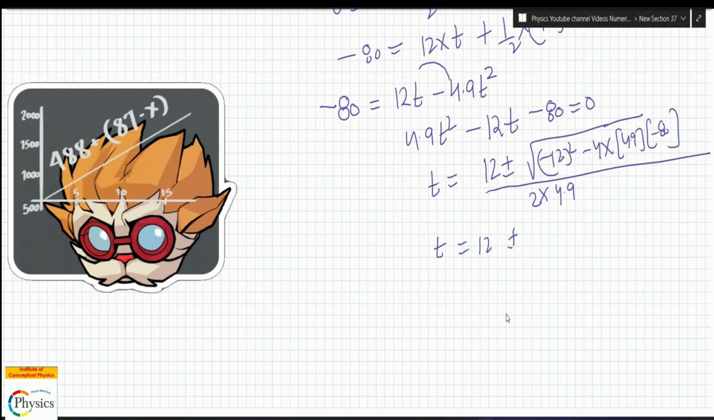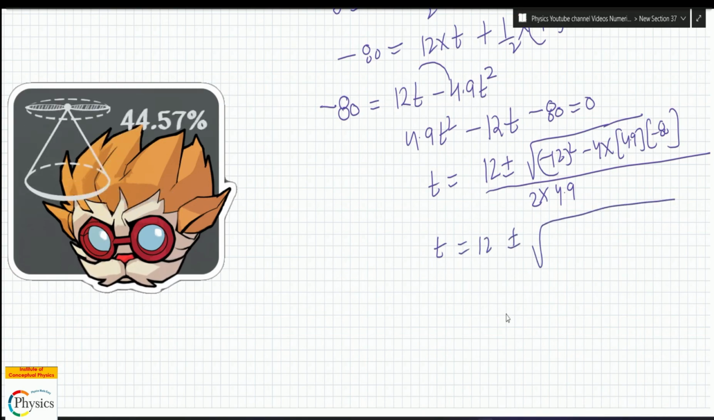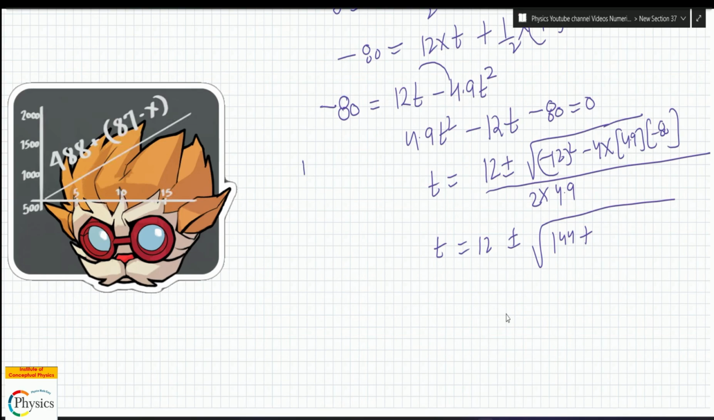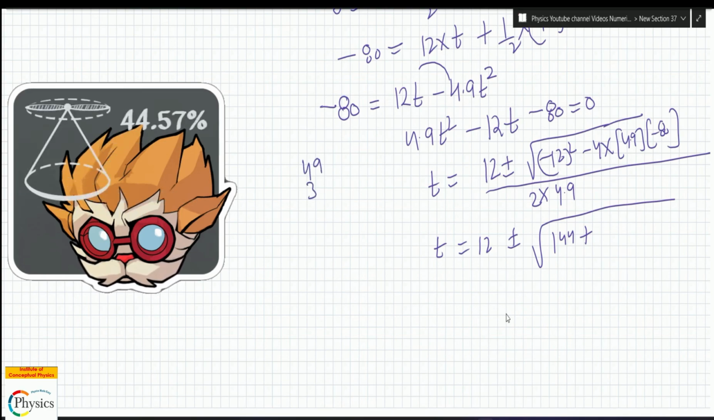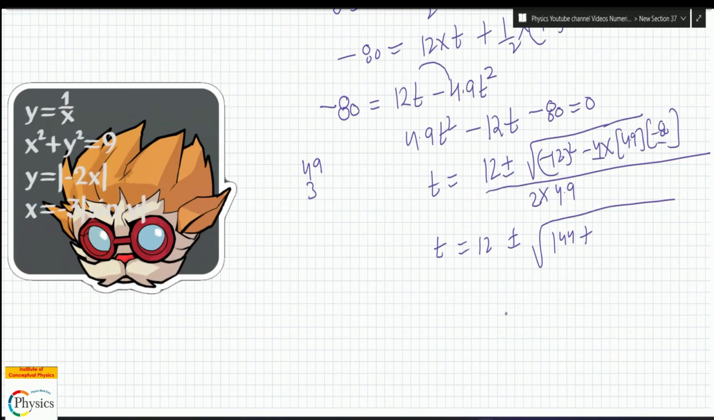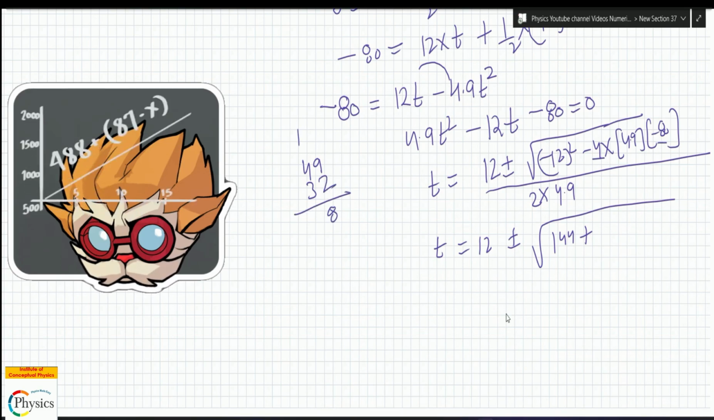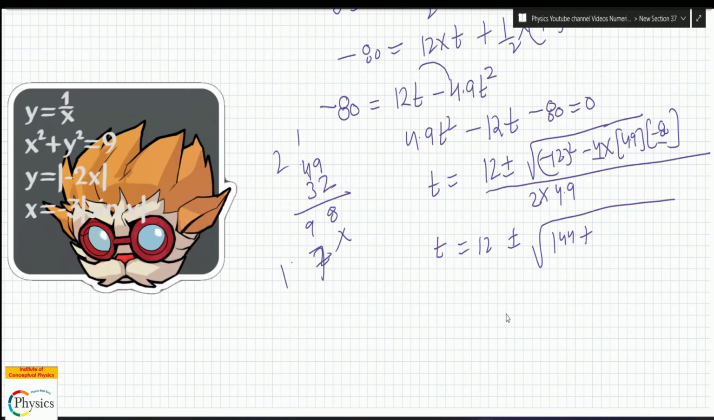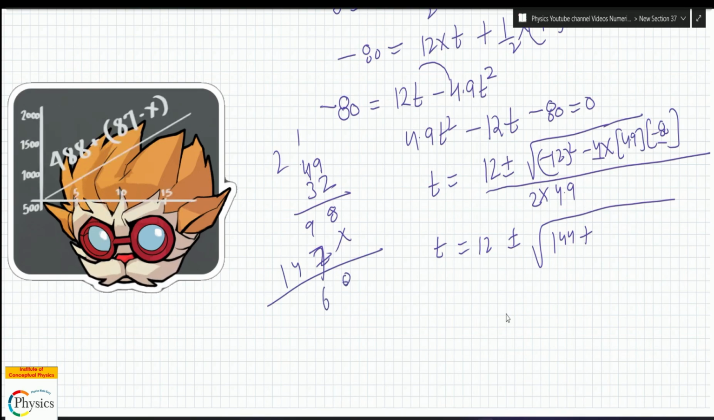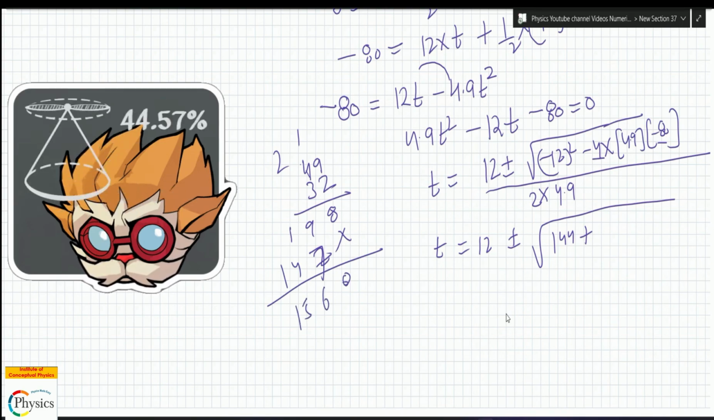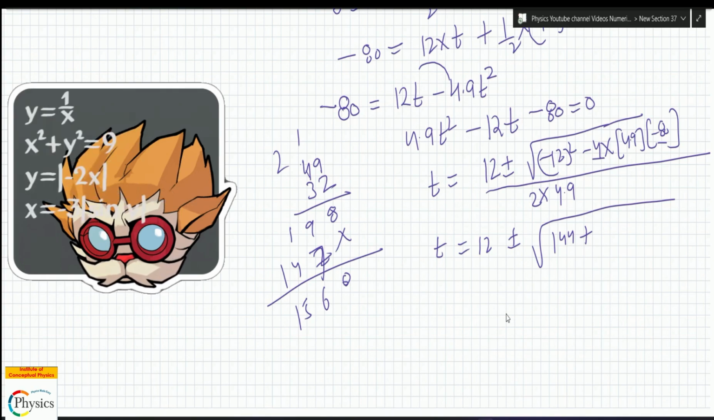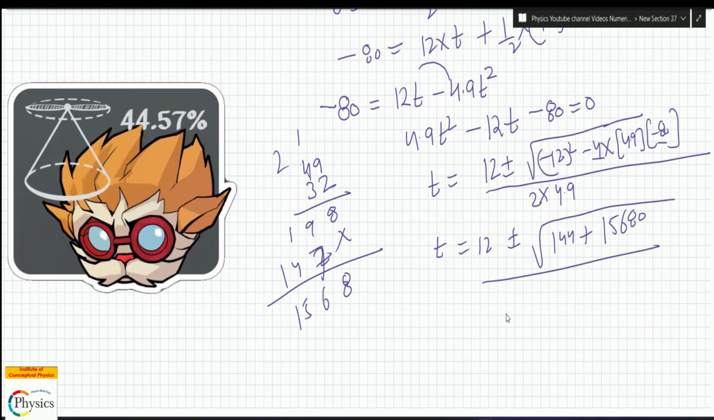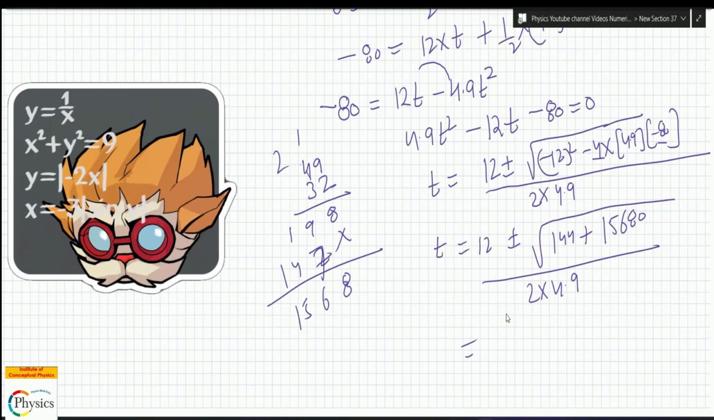So 12 plus minus, so this is 144 plus 196. So this is 49 multiplied by 4 and 80. So I'll just multiply by 2 first. 1568, and another 0, so 15680, divided by 2 multiplied by 4.9.